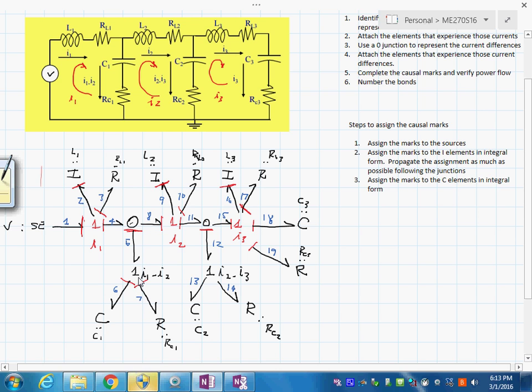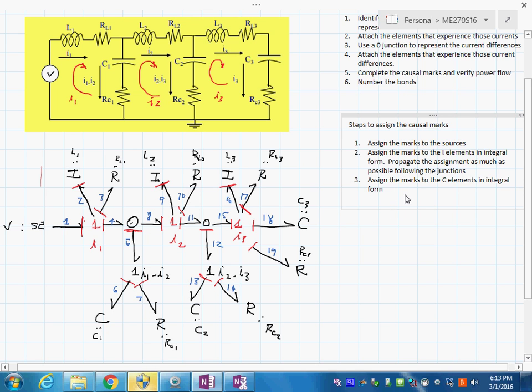You can say until you finish, basically. So these are the steps. So now I think we need to put another set of steps that actually will generate the block diagram. So I'm going to put the steps to generate the block diagram.